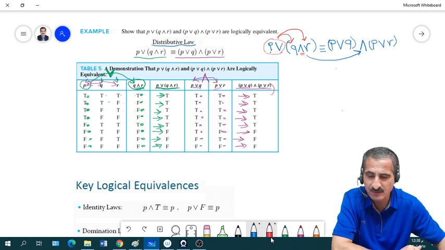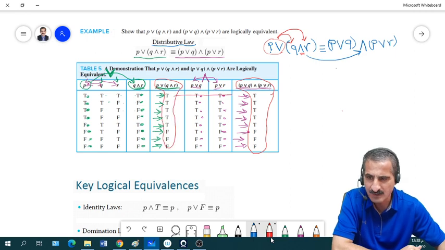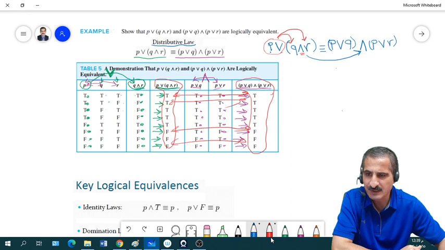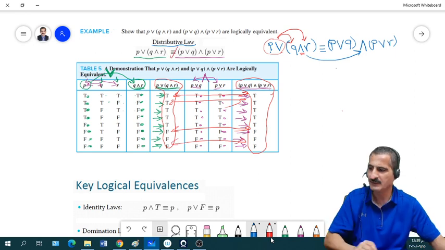Now, look at the truth table of this proposition and the truth table of this proposition here. Now match them together, you will find them the same, all of them. They are the same. Therefore, we get this equivalence to be true.